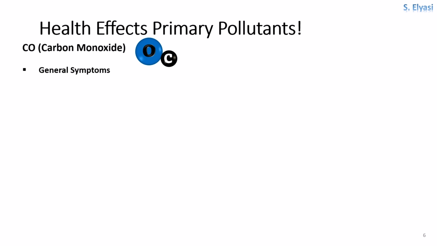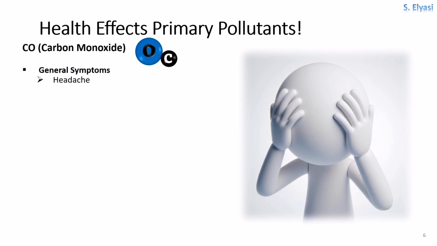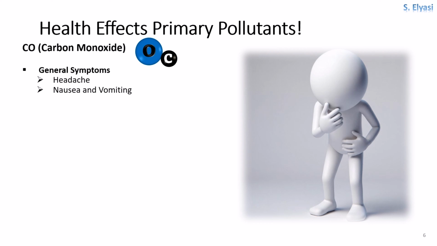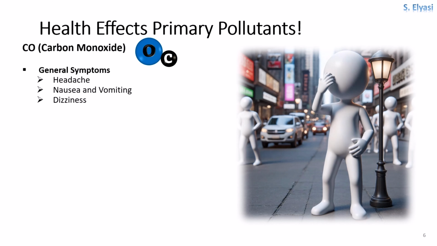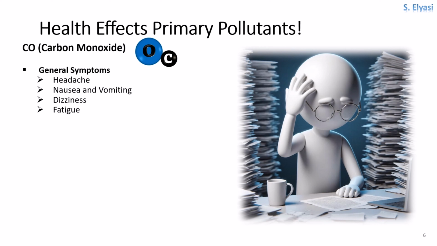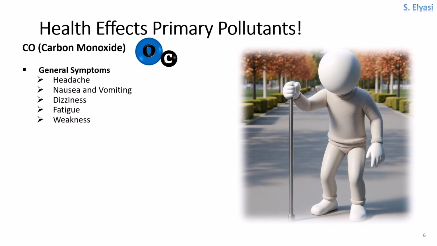Early symptoms of CO poisoning include headache, often described as dull and persistent, nausea and vomiting. These symptoms can mimic those of viral illnesses, making early diagnosis tricky. Dizziness, caused by reduced oxygen levels to the brain. Fatigue, a common early symptom due to a decrease in oxygenated blood. Weakness, general bodily weakness, especially in the arms and legs.